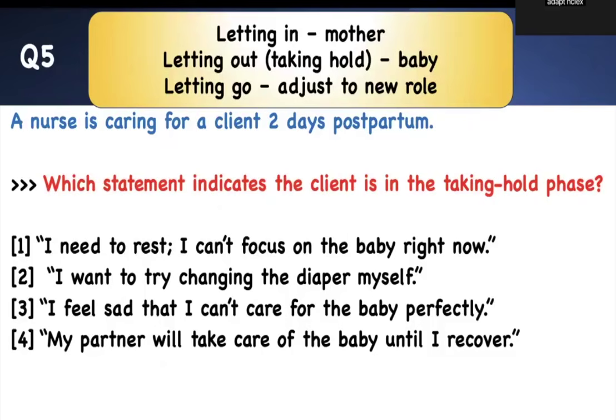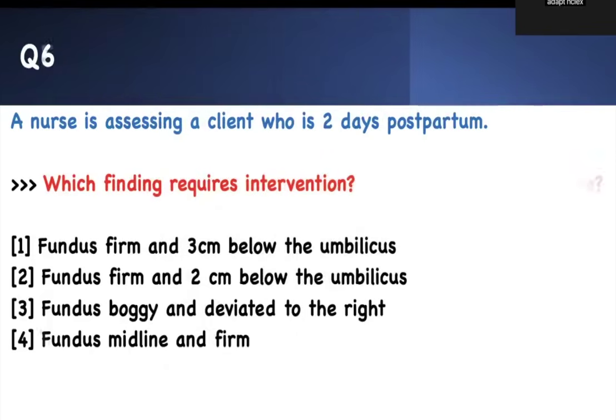I need to rest. I can't focus on the baby right now. That is letting in, about yourself. I want to try changing the diaper myself. I want to learn about the baby. That's the baby. I feel sad that I can't care for the baby perfectly. This is about you. My partner can take care of the baby until I recover. Still basically talking about you. You want to take your rest. Therefore, number 2 is your right answer.